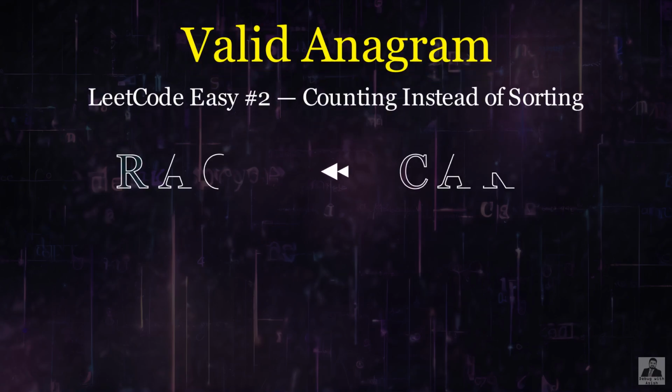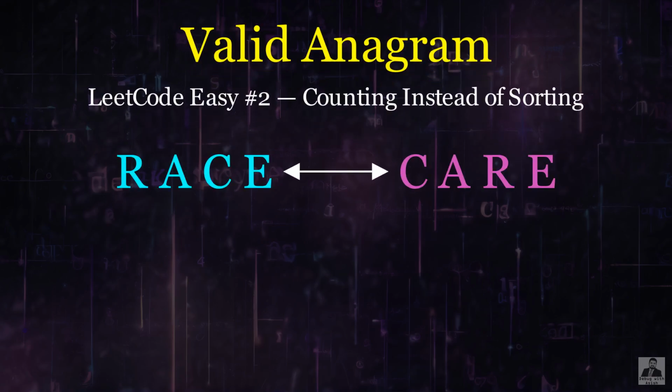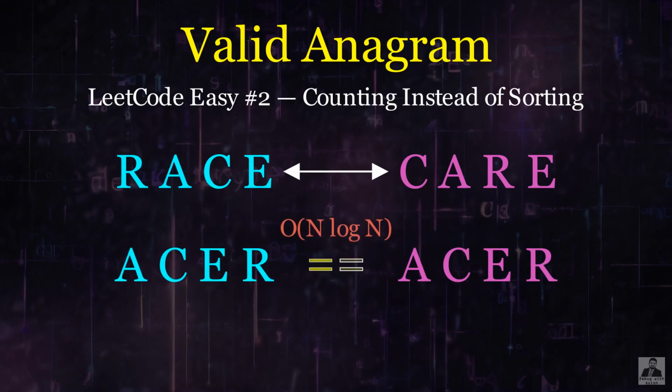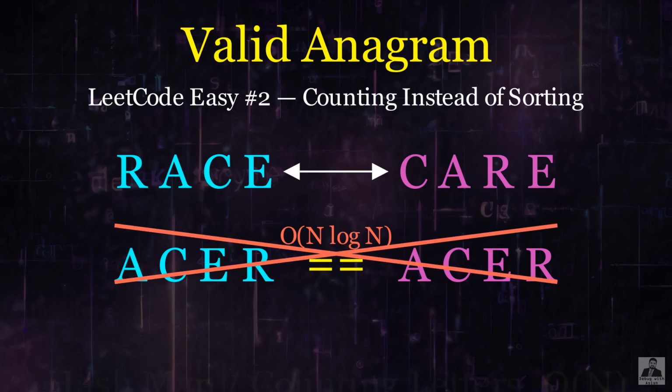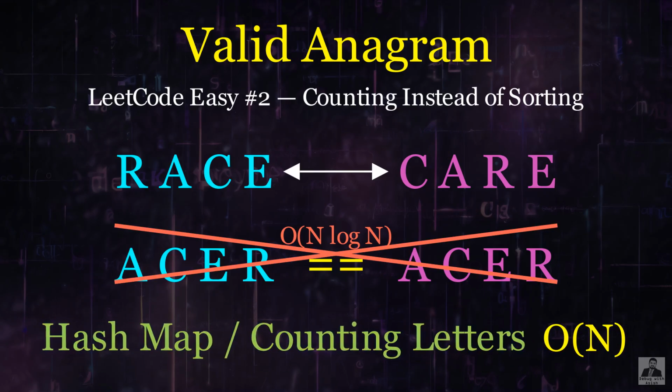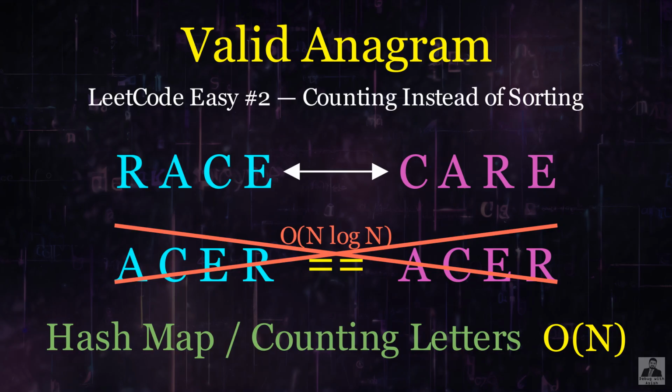Two words are anagrams if one is just a rearrangement of the other's letters. The obvious way to check that is to sort both words and compare them. It works, but it is not actually the fastest option available. And today, we build the faster one.